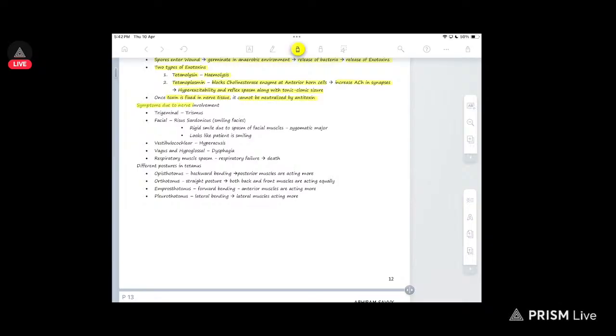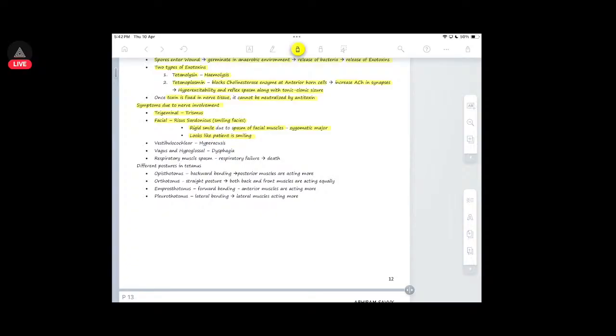So, symptoms due to nerve involvement, you have trigeminal, trismus. Facial, you have risus sardonicus, which is smiling face. There is a rigid smile due to spasm of facial muscles. You have zygomaticus major also involved. It looks like a patient is smiling.